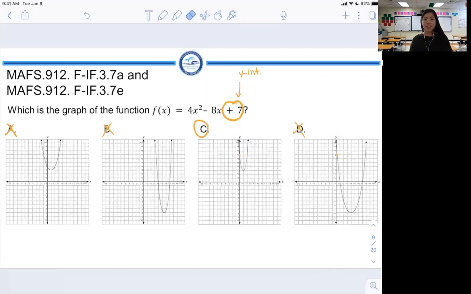All right, so any questions on this one? Look how easy that was. All we needed to use was the y-intercept. I didn't have to do any math.